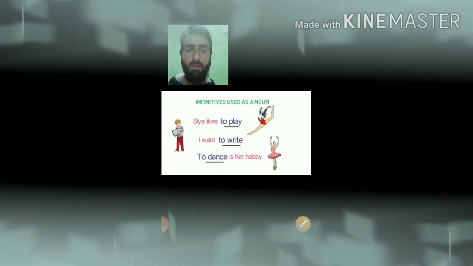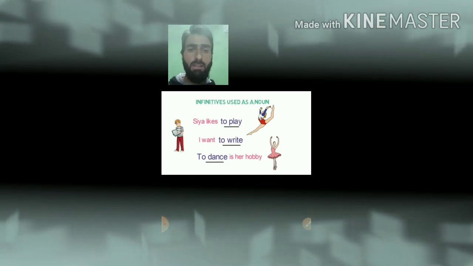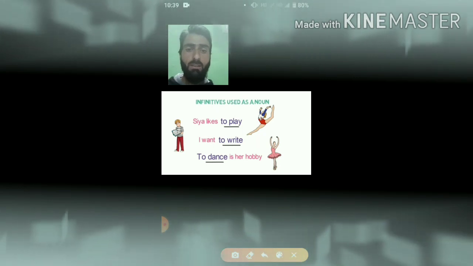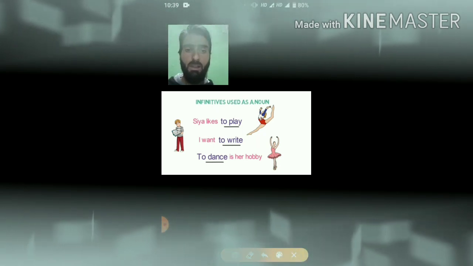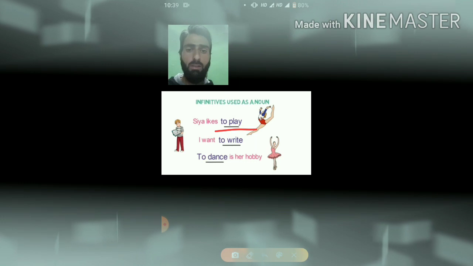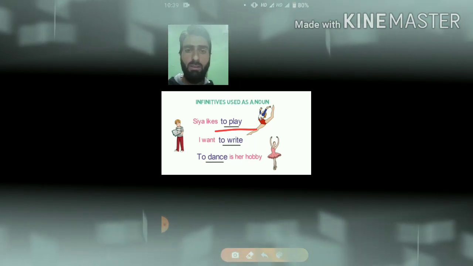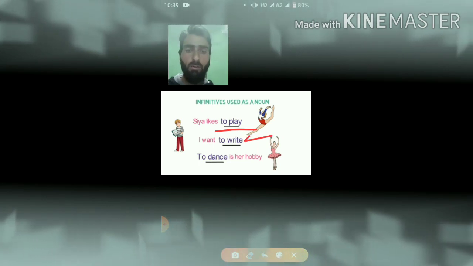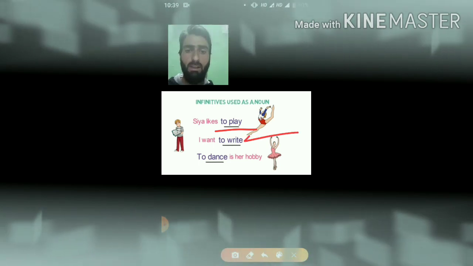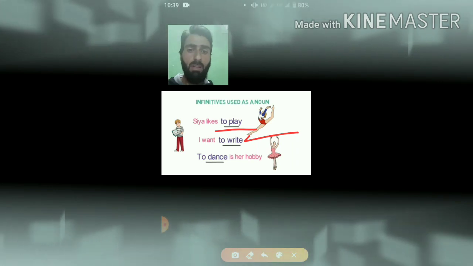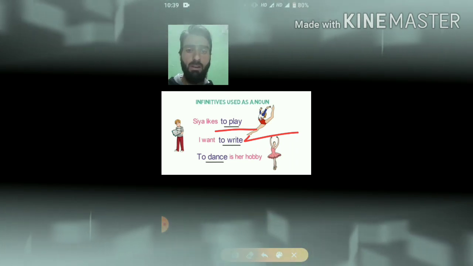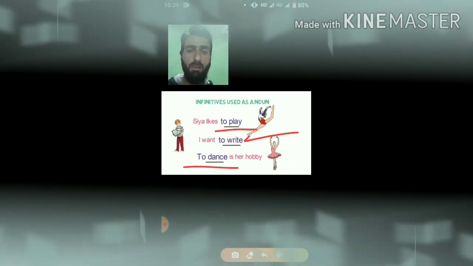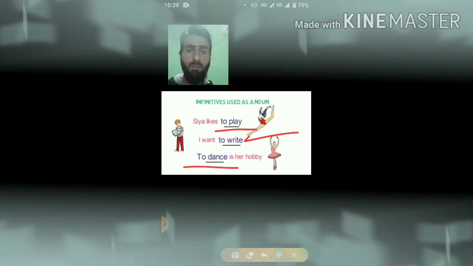Here we see how infinitives are used as a noun. The first sentence is Sia likes to play. To play is used as a noun in the sentence. And I want to write. To write is a noun in this sentence. And to dance is her hobby. To dance here is used as a noun, though it is an infinitive used as a noun.